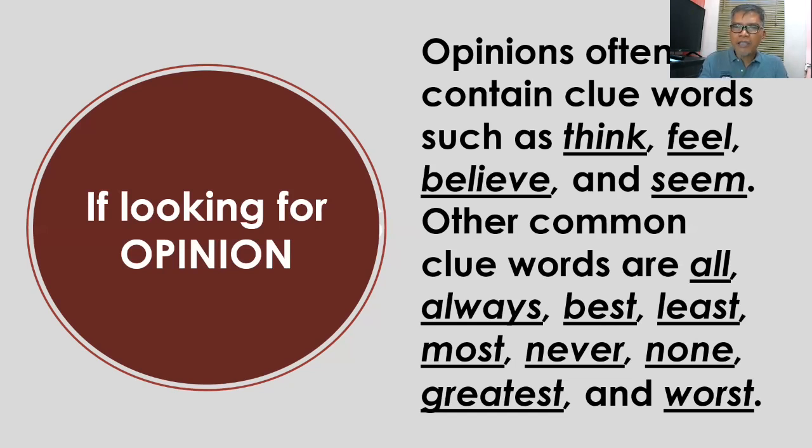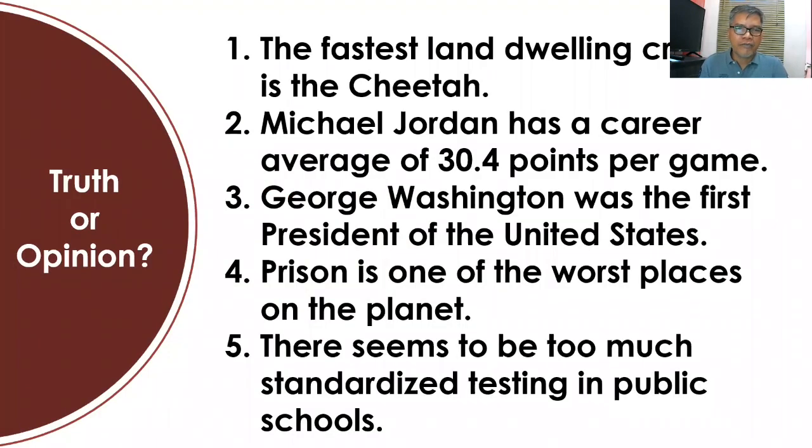Okay, let's try the following. Let's see whether the following statement is truth or opinion. Number one, the fastest land-dwelling creature is the cheetah. Is this statement truth or opinion?